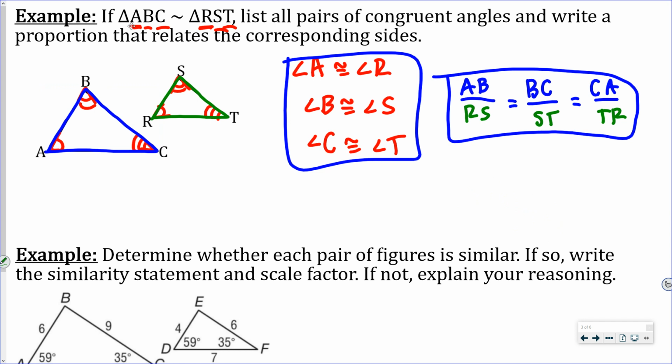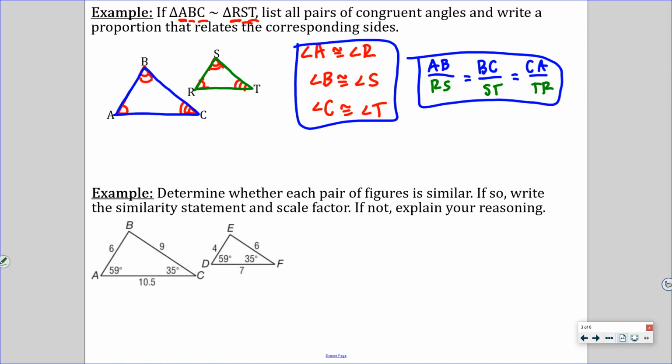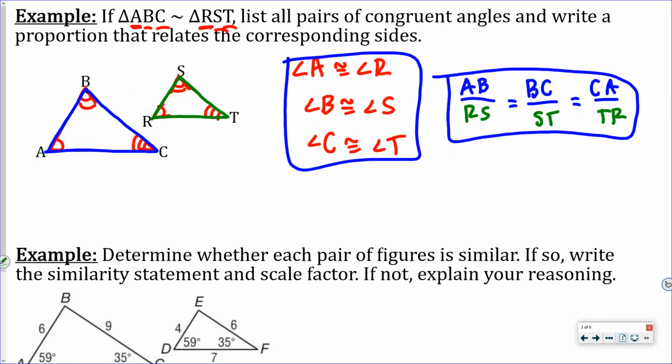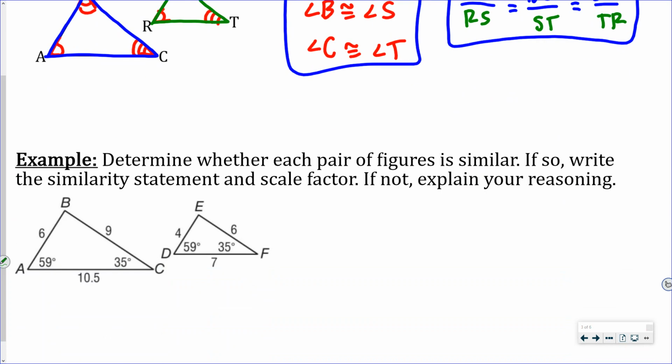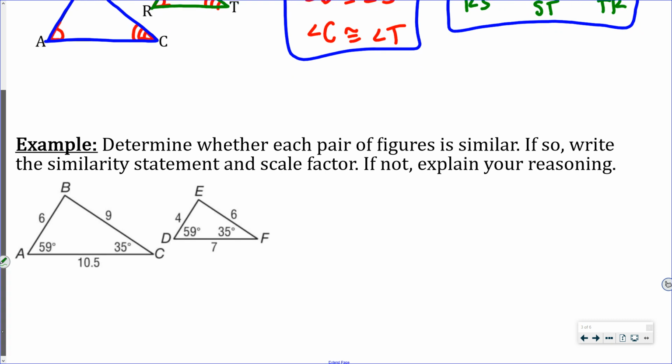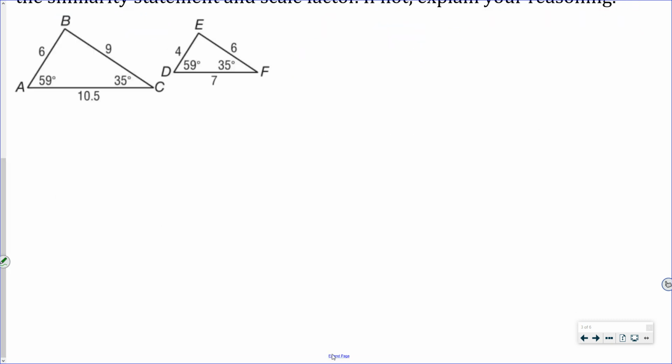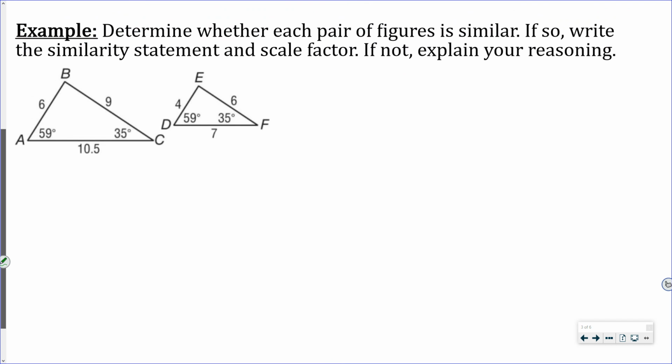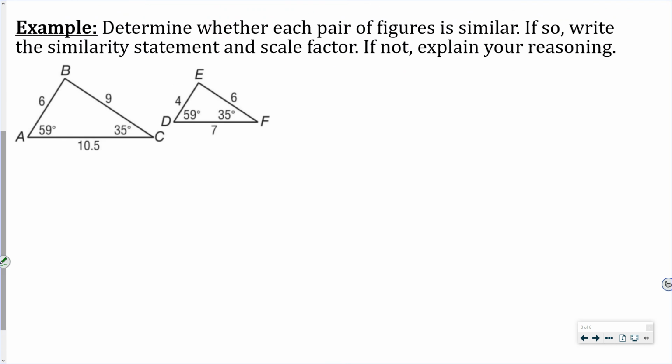Okay, let's try one with actual numbers so you can kind of get an example here. So this one says, determine whether each pair of figures, in this case it's triangles, determine if they're similar. If so, write the similarity statement and identify what the scale factor is. If not, explain your reasoning. All right, now in order for them to be similar, they need to have all congruent angles. All the corresponding angles need to be congruent. And then the ratio between the corresponding sides has to be proportional for all the side lengths.